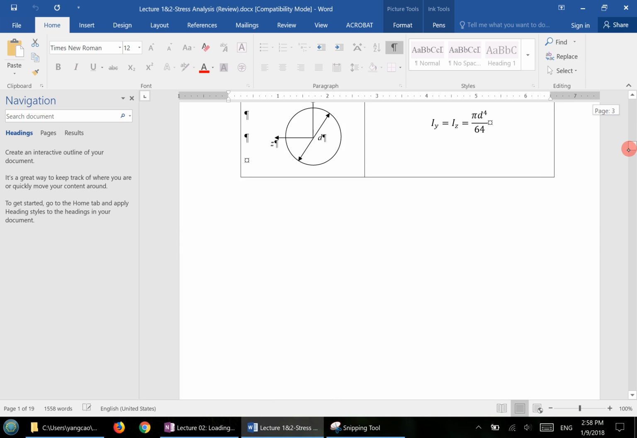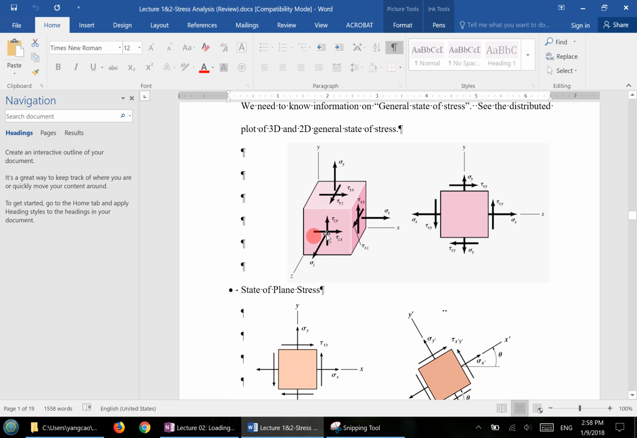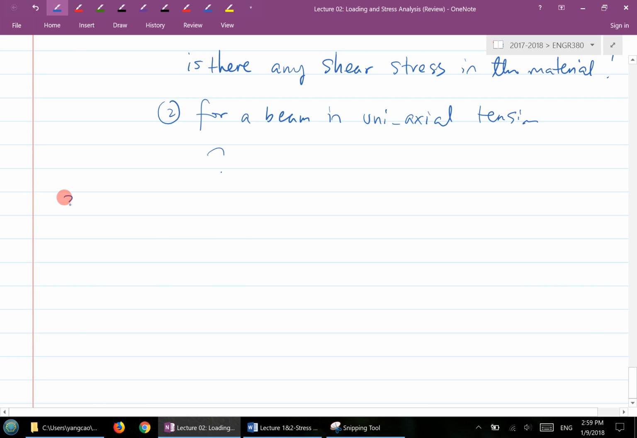Instead of drawing that, I'll show you this stress element. This is the drawing of a general state of stress, a 3D drawing. You have six sides of this cube, and you draw all the possible types of stress on each side of the cube. That is the 3D state of stress. But in reality, there is a very simple case where, instead of 3D, all you have is a 2D state of stress.